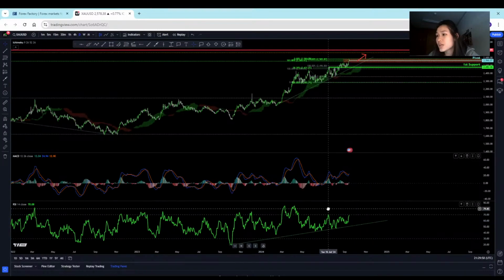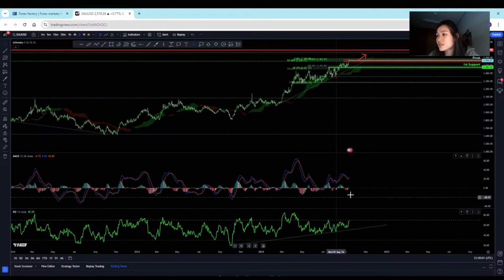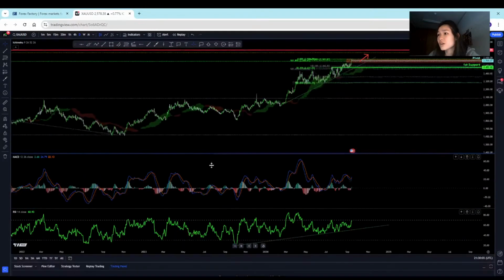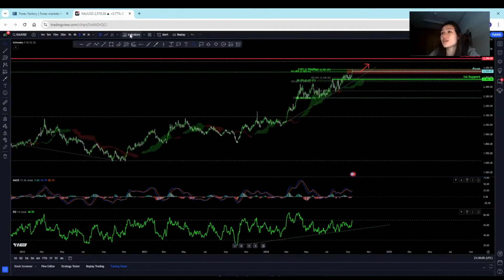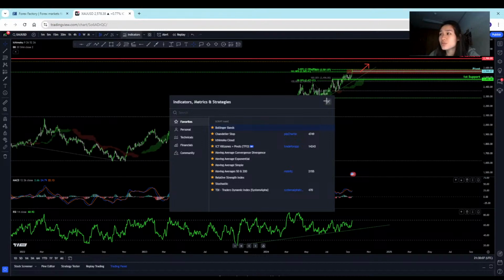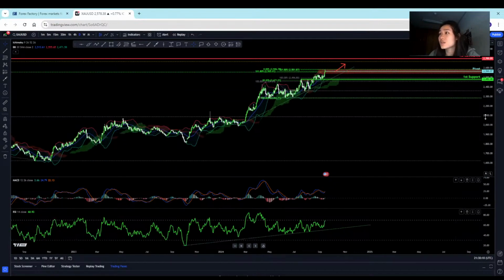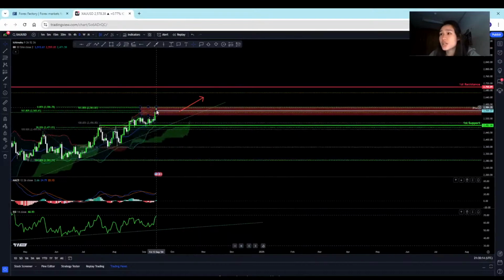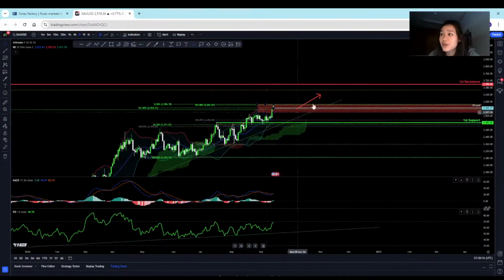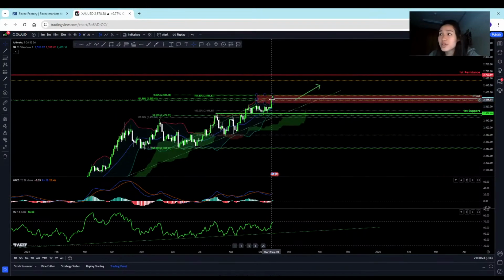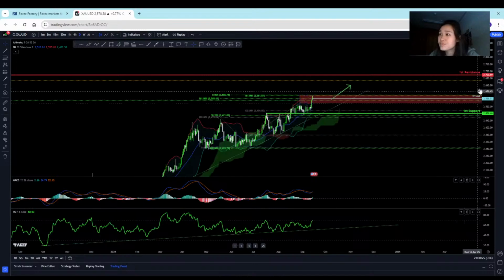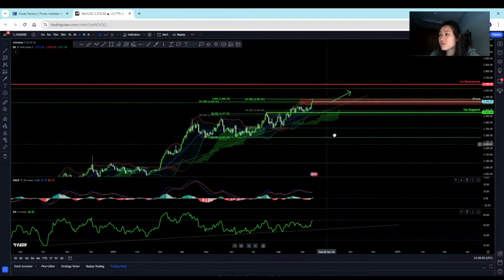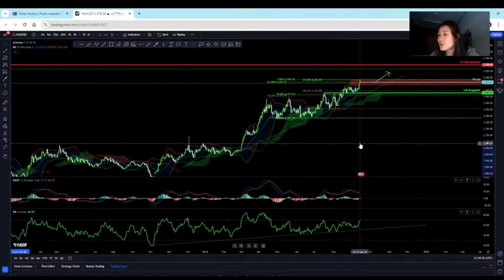Okay, so they all support our analysis. Maybe let's go in with Bollinger Bands as well, see if it supports our analysis. You can see prices currently pushing above the upper band of our Bollinger Band, so it is also giving us that bullish signal. Okay, so yeah, that's for gold.